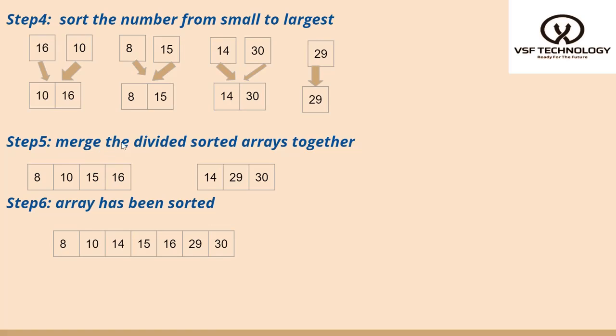Step 5. Merge the divided sorted arrays together. Here element 8 is less than elements 16 and 10, so element 8 comes at index 0. Like this, element 29 is less than 30, so 29 comes at index 1. Step 6. The array has been sorted.